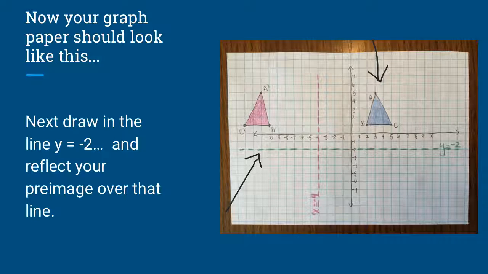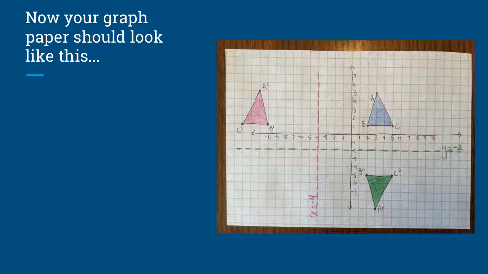And so I'm just going to pick B. And so B is 1, 2, 3 spots above the line of reflection. So B prime is going to be 1, 2, 3 dots below. I'm going to call it B prime. I want you to reflect all 3 of your points over the line y equals -2, and you can pause me while you're working. So now your graph paper should look like this.